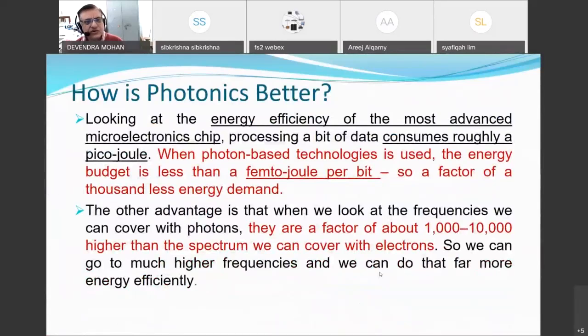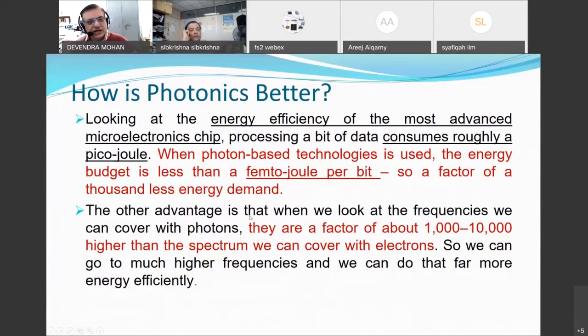So how is photonics better? Looking at the energy efficiency of the most advanced microelectronics chip, processing a bit of data consumes roughly a picojoule. When a photon-based technology is used, the energy budget is less than a femtojoule per bit. So a factor of 1,000 less energy is demanded.